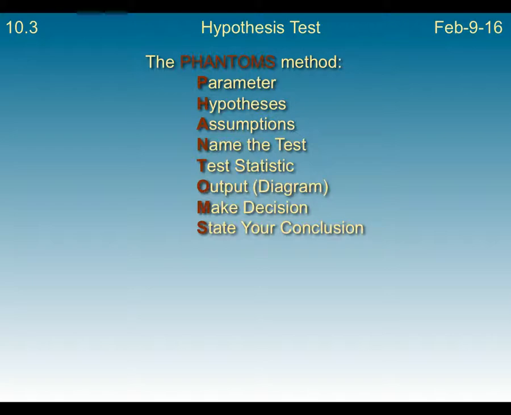The test statistic is a formula. An output or a diagram, that is the normal curve. Making a decision means I'm going to reject or fail to reject. And then stating your conclusion is you're actually going to write out, I fail to reject, which means this.